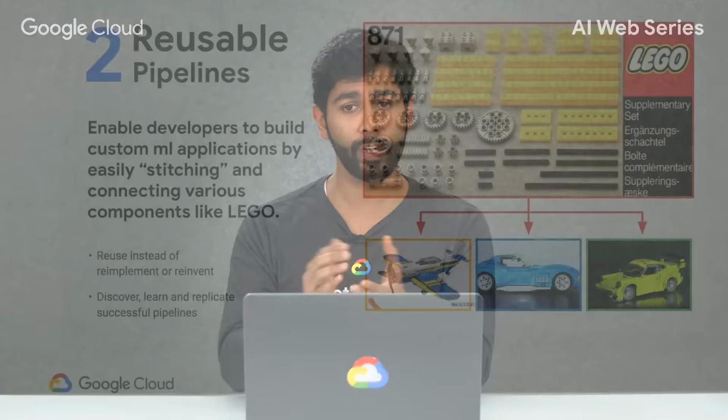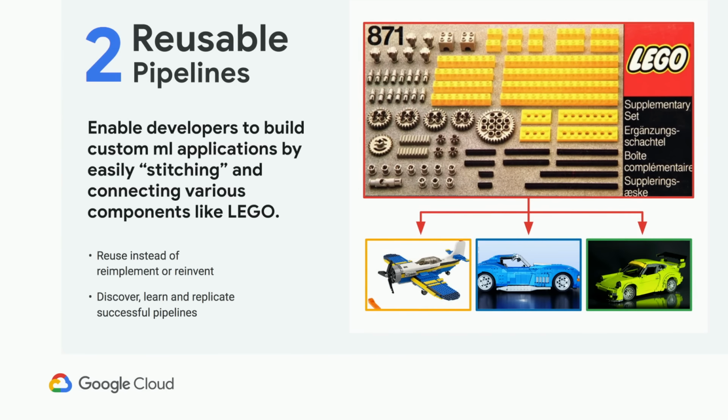The other aspect is reusable pipelines. And over here, the Lego analogy is very apt. We want to get to a world where components and pipelines built by others can seamlessly be reused. We don't want people to reinvent the wheel all the time. And this is particularly important because in today's world, every machine learning application is considered to be a bespoke application.